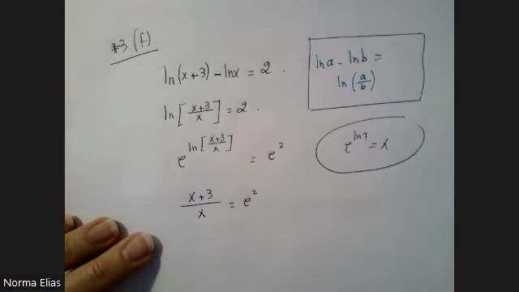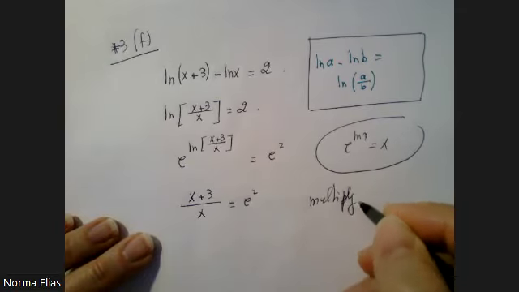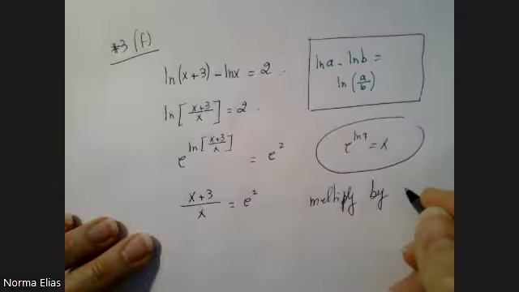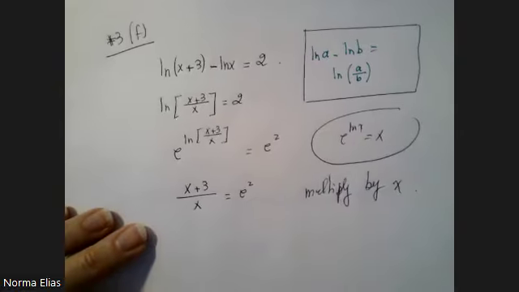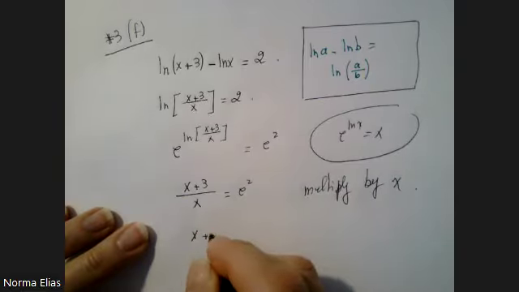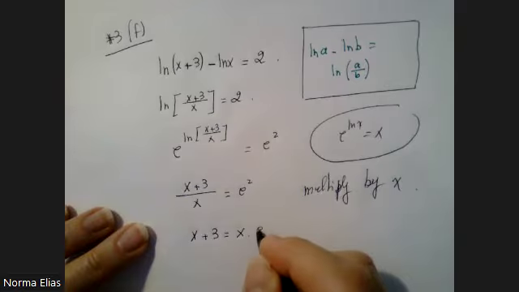Multiply by 2. You didn't mean 2. What did you mean? Ryan, you wrote 2, but I don't think you meant 2. We're going to multiply by x, both sides, and this would give me x plus 3 equal x times e squared.